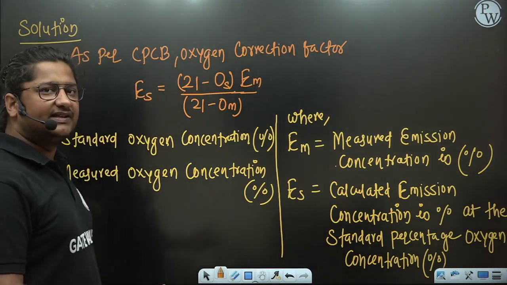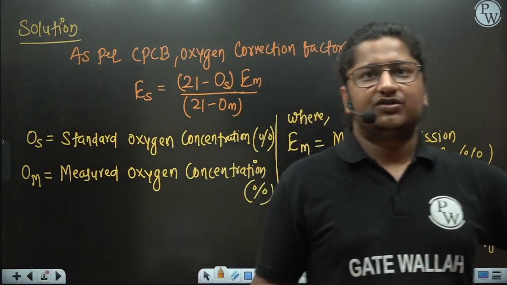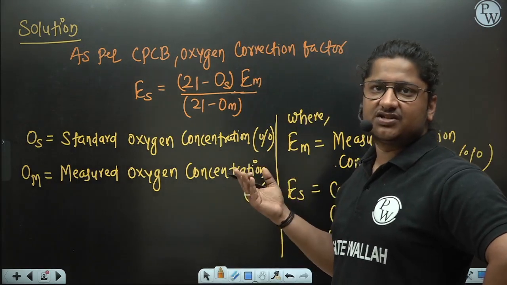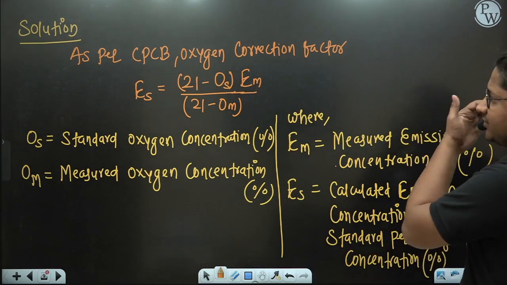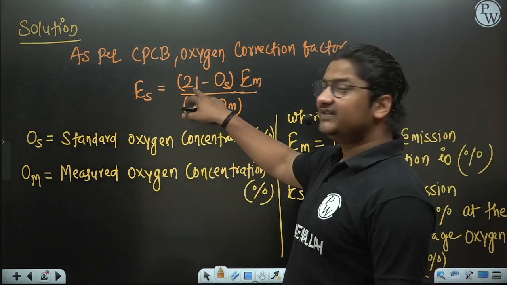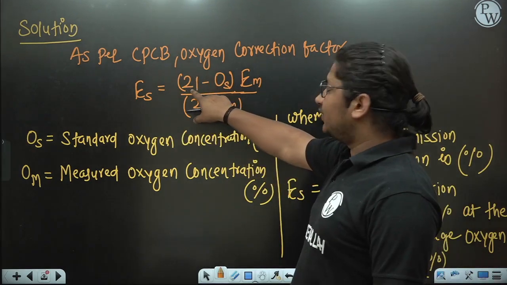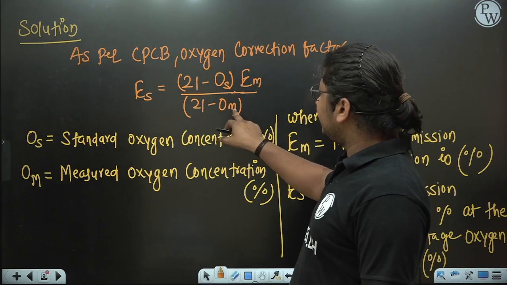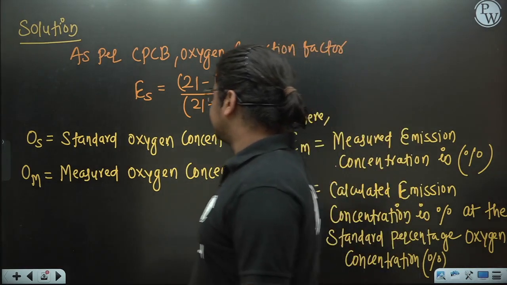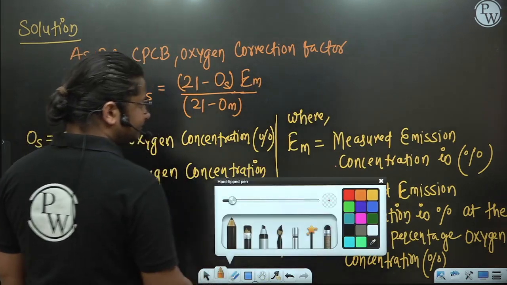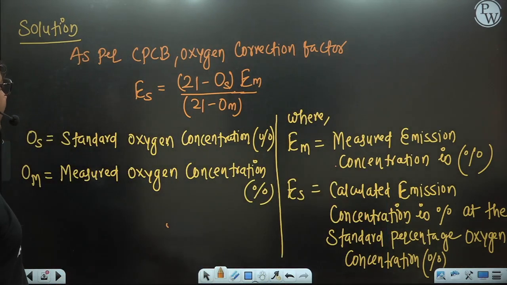I know many of you will say that this is not in our notes, because this part we cover in masters. But they have given this question. I don't know why. As per CPCB, the oxygen correction factor: ES is equal to 21, that is basically the percentage of oxygen in air which we have assumed, minus OS, upon 21 minus OM, into EM. S is the standard one, M is the measured one, EM is the measured emission concentration. So I think easily we can find it out. It's basically a calculation which you all can do as quickly as possible.